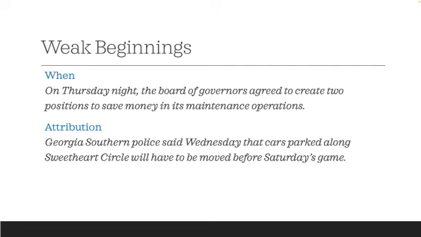Attribution: basically, if you find yourself having to attribute something in a lead, make sure that you've got the most important information first. So: Georgia Southern Police said Wednesday that cars parked along Sweetheart Circle will have to be moved before Saturday's game. What's the most important thing here? The cars have to be moved, right? People want to know they have to move their cars. They don't want to get towed. So you can say cars parked along Sweetheart Circle will have to be moved before Saturday's game, according to Georgia Southern Police, or Georgia Southern Police said, probably even better.